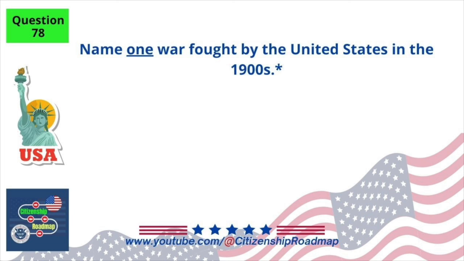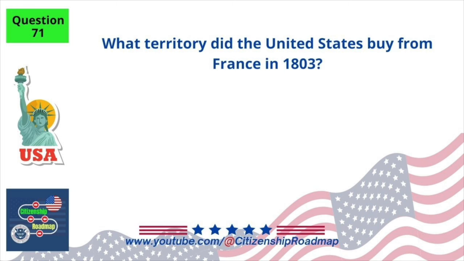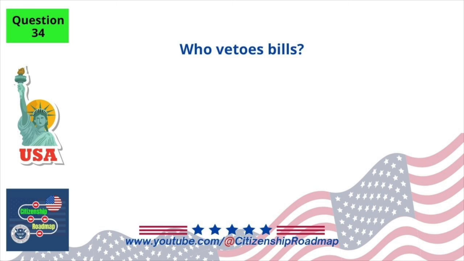Name one war fought by the United States in the 1900s. World War I. What territory did the United States buy from France in 1803? The Louisiana Territory. Who vetoes bills? The President.